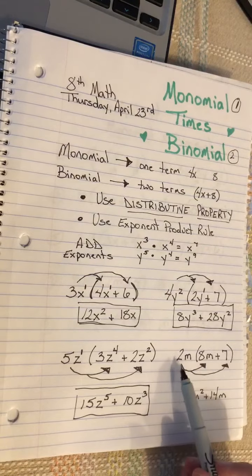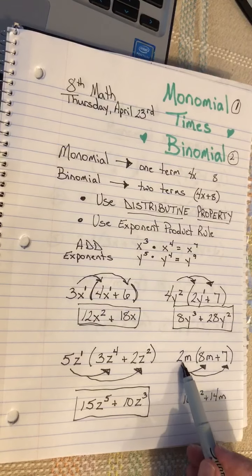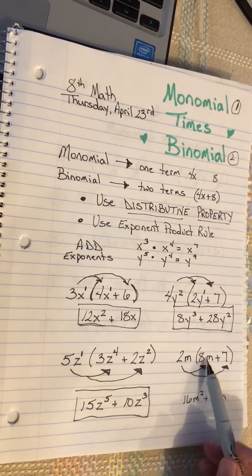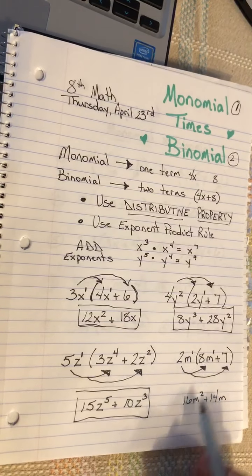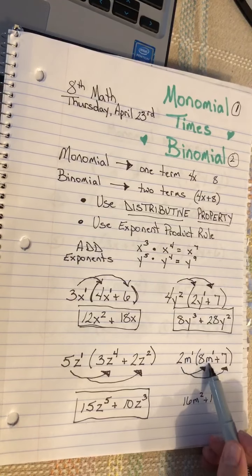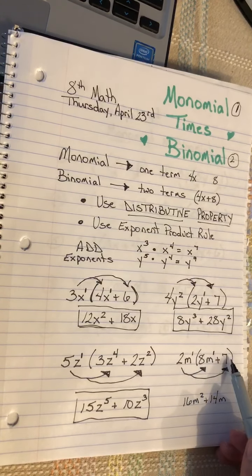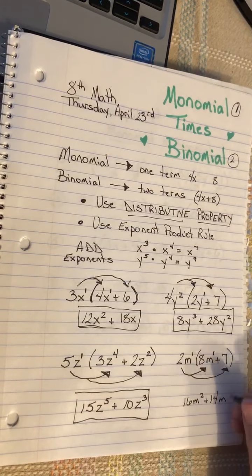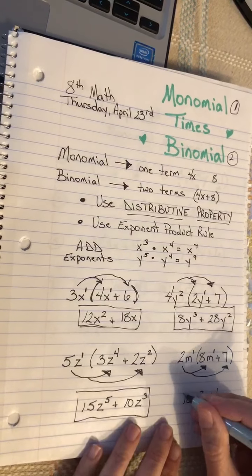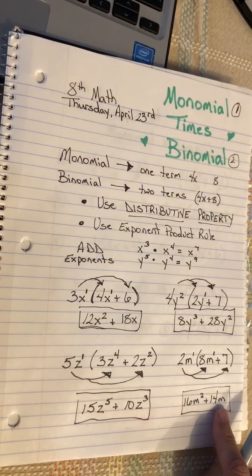Our last example, we have 2m, parentheses, 8m plus 7. Distribute to the first term, 2m times 8m. You want to put your 1's in. 2 times 8 is 16. M to the first times m to the first is m squared. Then we do 2m times 7. 2 times 7 is 14. And m to the first ends up being brought down. So our answer is 16m squared plus 14m.